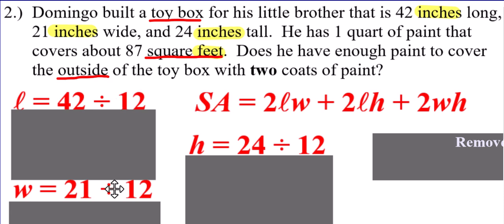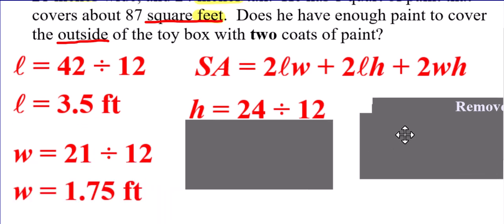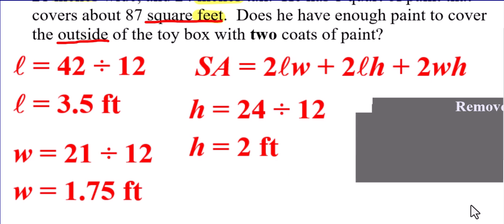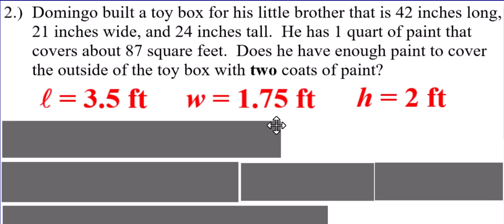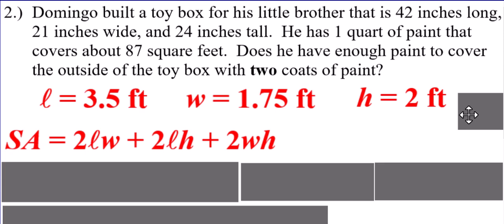So write that work down with me. Get your calculator ready. 42 divided by 12 will give us the length in feet, 3.5 feet. 21 divided by 12 will give me the width in feet, 1.75 feet. And then the height, 24 divided by 12. You should not need a calculator for that. Hopefully you already know that that is 2 feet. And now that I have my measurements in feet, now I can finally plug them in to the surface area formula.